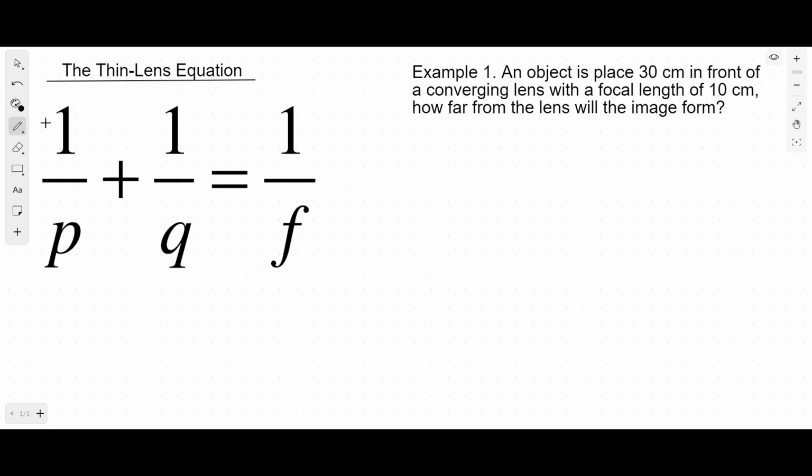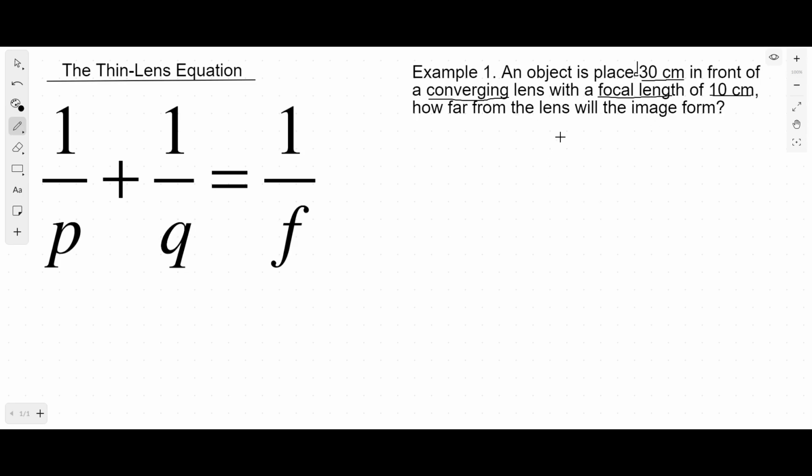Example 1 says, an object is placed 30 centimeters in front of a converging lens with a focal length of 10 centimeters. How far from the lens will the image form? So we're given a few pieces of information. I'm just going to highlight them. The object is placed 30 centimeters in front of a converging lens, and the focal length is 10. And what we need to do is find how far from the lens the image will form.